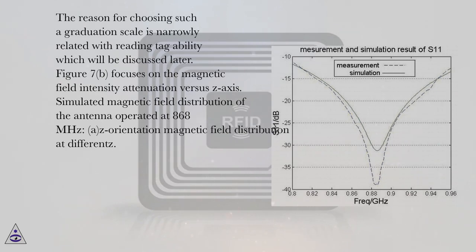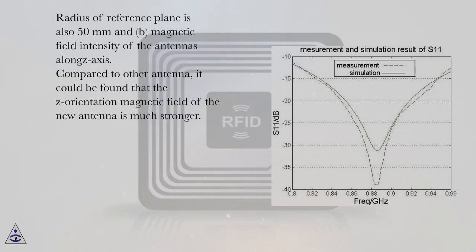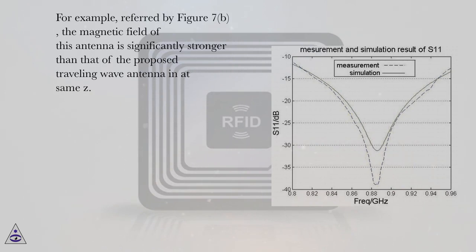Simulated magnetic field distribution of the antenna operated at 868 MHz: a, z-orientation magnetic field distribution at different heights. The radius of the reference plane is also 50 mm. b, magnetic field intensity of the antennas along the z axis. Compared to other antennas, it could be found that the z-orientation magnetic field of the new antenna is much stronger. For example, referring to Figure 7b, the magnetic field of this antenna is significantly stronger than that of the proposed traveling wave antenna at the same z.